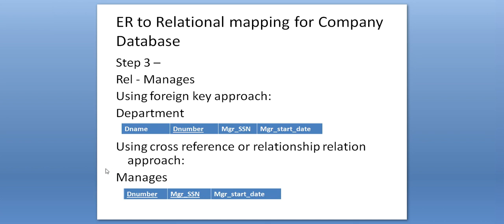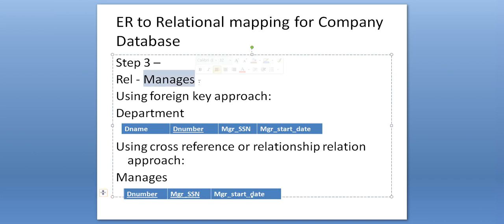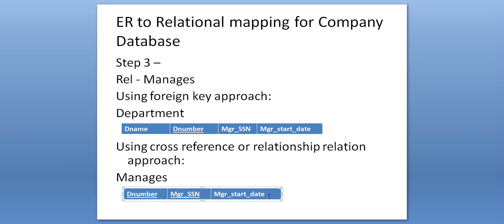In the manages relation, it is going to have two foreign keys, one referring to department and one referring to employee. That's why I'm using dnumber. Dnumber is a foreign key referring to the department relation, and mgrssn is a foreign key referring to the employee relation. The combination of these two foreign keys is going to be the primary key of this particular relation, manages. And because the manages relationship type has an attribute, that is start date, I am putting the start date here.